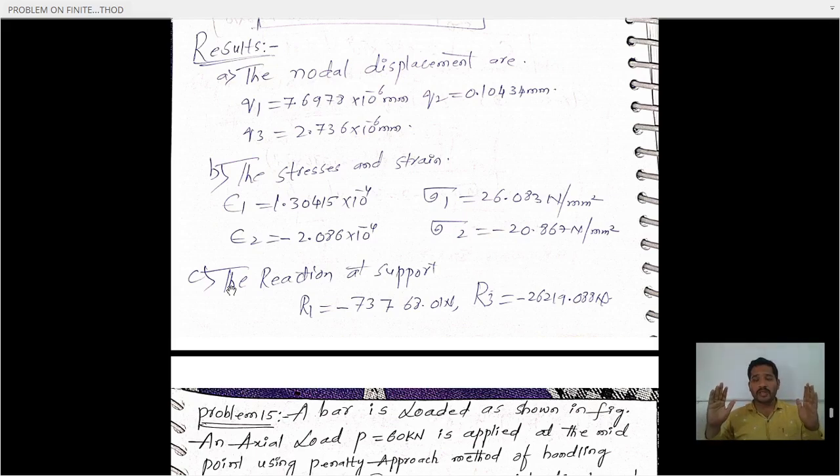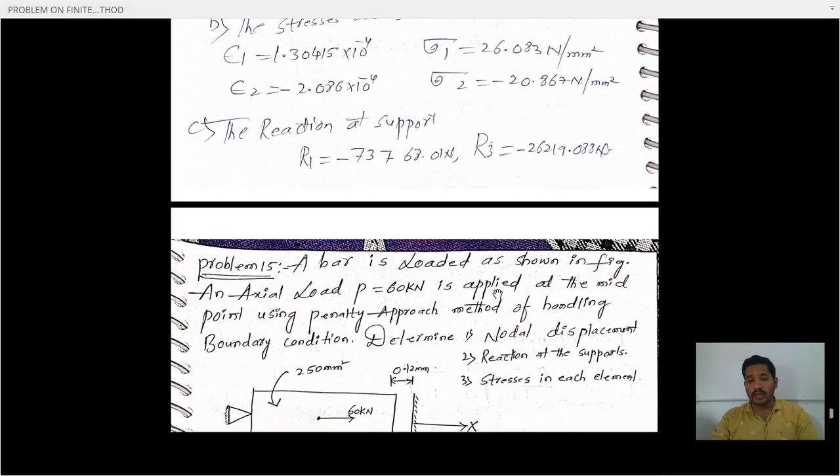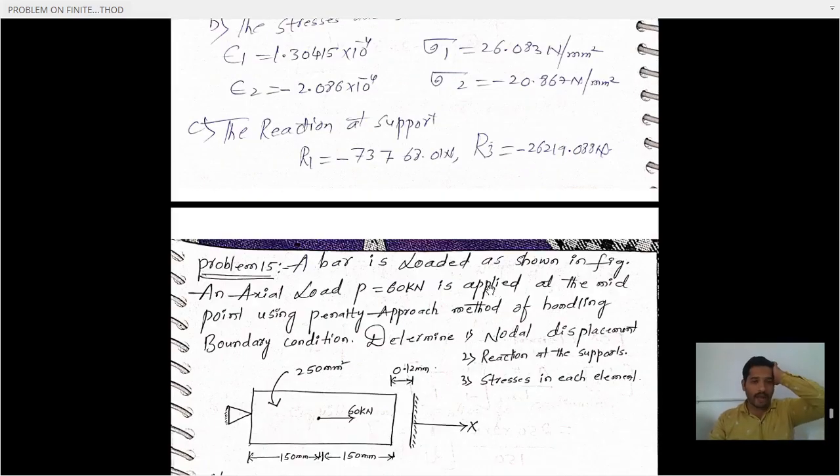this stepped bar is rigidly fixed from both sides, so for that reason we need to find out how much normal reaction is acting at point 1 and how much normal reaction is acting at point 3. For that reason we have to follow the penalty approach method. R1 is equal to minus 73768.01 Newton. R3 is minus 26219.088 Newton. I hope no one is having a doubt.